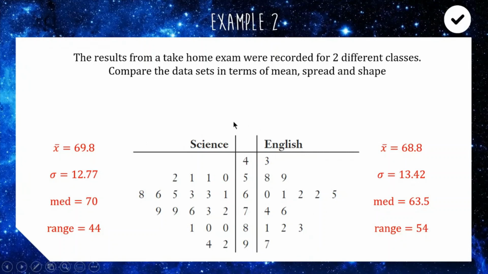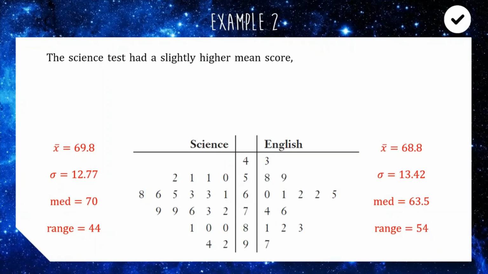So if we're comparing the average score, the mean, well, they're both pretty similar, okay? They're both around 68, 69, 70. So the average mark for both courses was pretty consistent, although science was slightly higher, just by like 1 or 2. Okay, so now we talk about our spread.